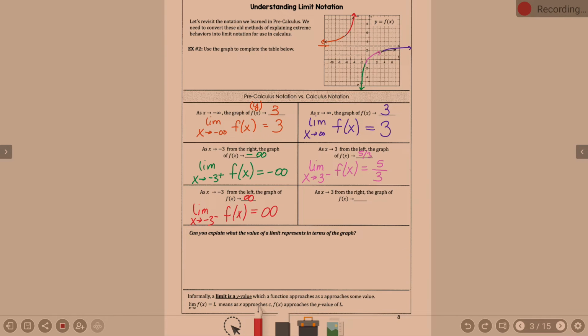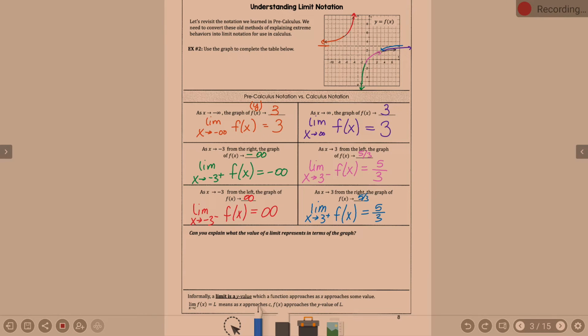And one last one. As x approaches 3 from the right, what are we approaching? 5/3. You guys with me? As we approach from the right, we're approaching that hole of 5/3. So the limit as x approaches 3 from the right of f of x is 5/3. Okay.